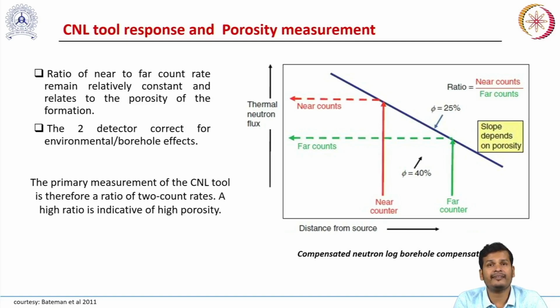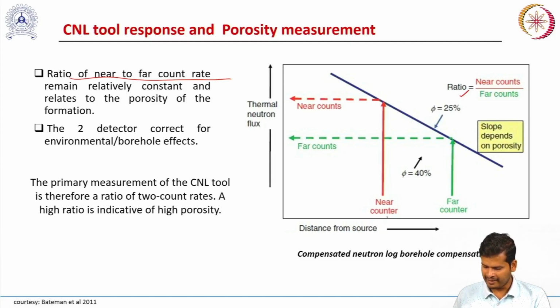Now, let us see, as I mentioned, the ratio of near to far count is related to porosity. Since we are keeping the detectors in a long spacing region, the count rate is less affected by borehole effect. And also we are using two detectors. So by comparing the count rate at two detectors, we can also reduce our wellbore and environmental effect. For example, the ratio of near to far count rate is almost constant and it is related to the porosity of the formation. That means if I plot the ratio, that is the near count rate divided by the far count rate, it will be almost constant and it will depend upon the porosity of the formation.